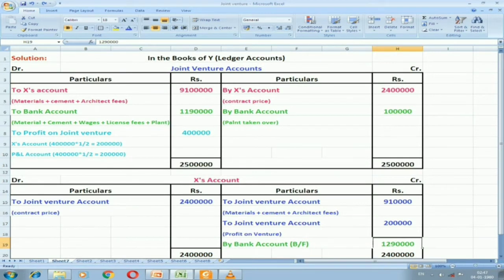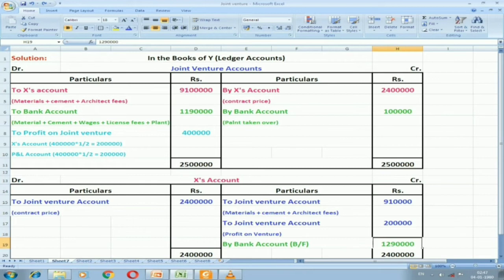I hope you guys have understood this illustration and also the concept. The concept is simple. In the illustration, they usually ask to record the joint venture account as well as the co-venturer's account. Sometimes they won't specify that. You need to understand in which books we are supposed to prepare, whether in one co-venture's book, in both the co-ventures' books, or by preparing a memorandum joint venture account. Within these three only they usually ask the questions.